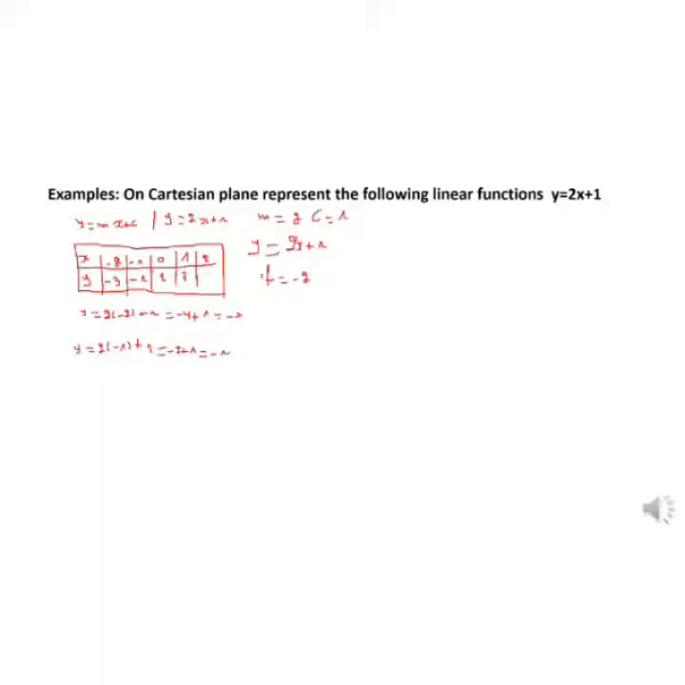Now if x is equal to 2, we replace x by 2 and get 2 times 2 is equal to 4, and 4 plus 1 is equal to 5. So now here you have a table of values. That means you have to draw it on a Cartesian plane.